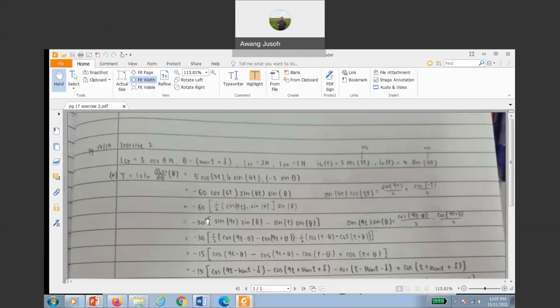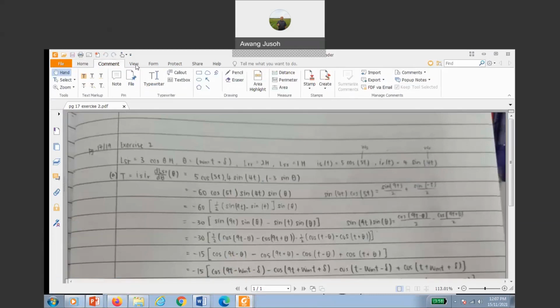The thing is straightforward there. You can see that. So in order to find torque, just use the formula that we studied before. In the machine, the torque is given by this formula: torque equal to i_S i_R dL_SR over d theta. And then after that, you substitute the values for i_S and i_R. i_S equal to 5 cosine 5t, i_R equal to 4 sine 4t. Just substitute there, multiply, and then differentiate the mutual inductance.